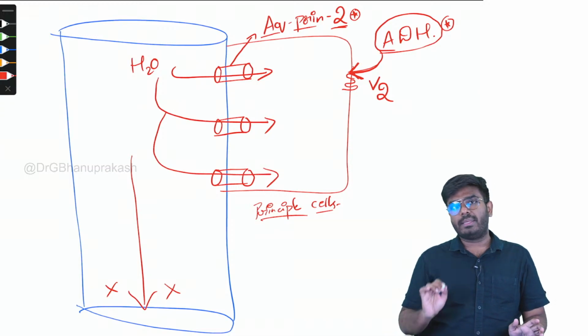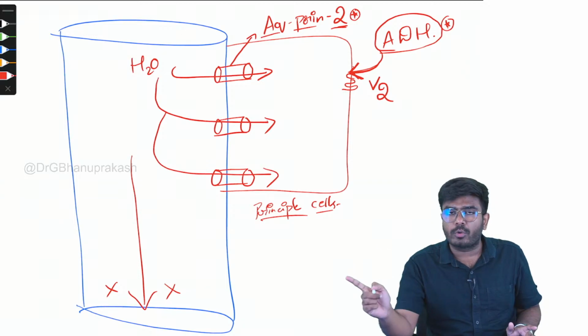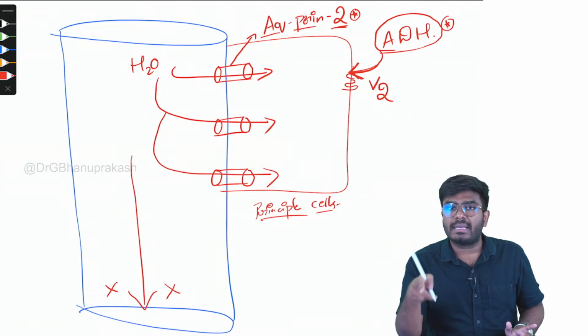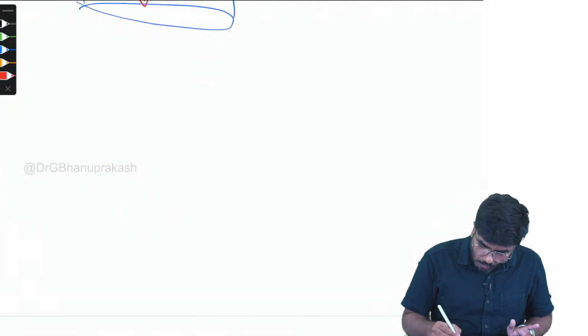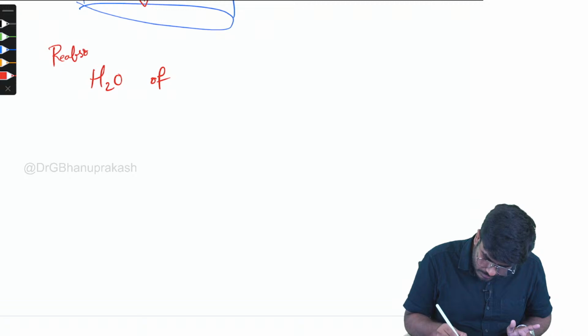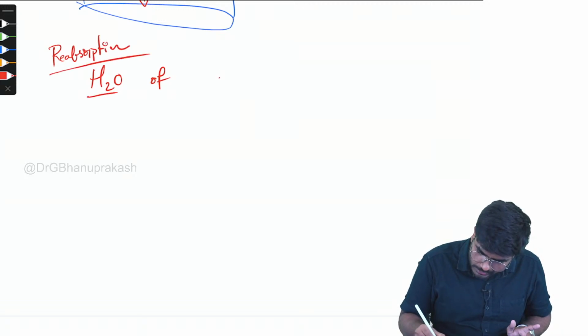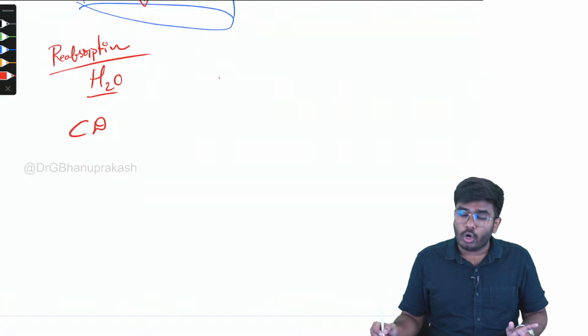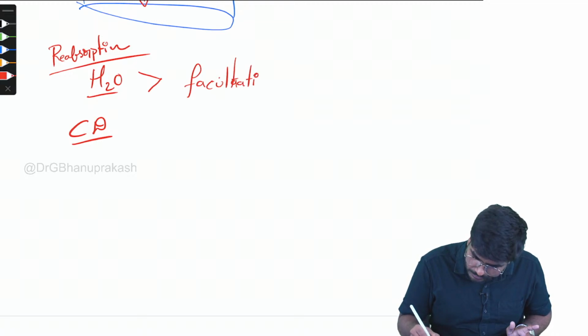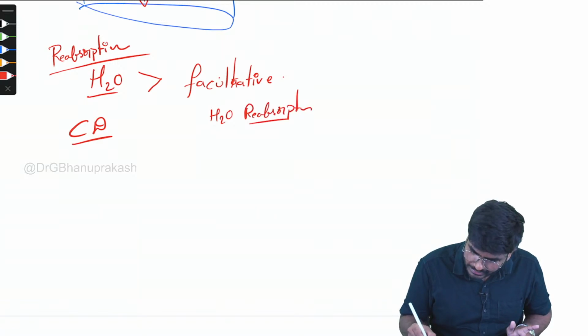Okay, so now tell me, collecting ducts are permeable to water or impermeable to water? They are impermeable to water normally. Reabsorption of water in collecting ducts is which type of water reabsorption? Is it obligatory water reabsorption? No. Water reabsorption in collecting ducts is an example of facultative water reabsorption.